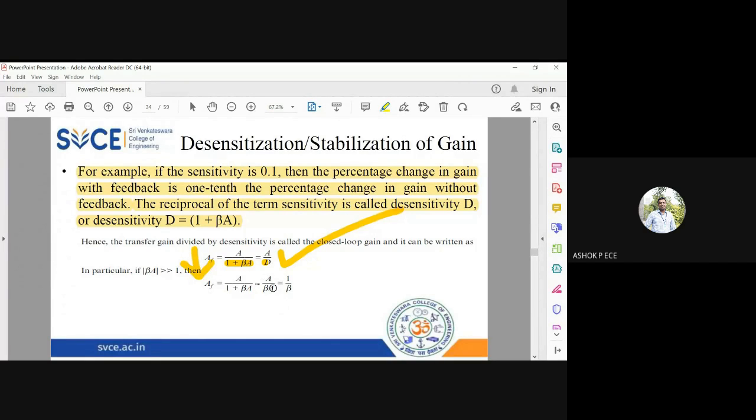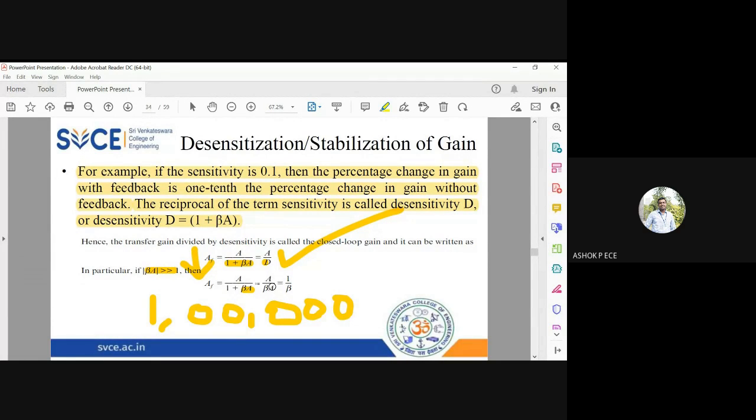One approximation I do is when A beta is very large. When A beta is very large, adding 1 to A beta is not going to make any significance. Assume the A beta value is 1 lakh. Adding 1 to 1 lakh, it will just become 1 lakh 1. It is not going to be that significant, right? So I can write 1 plus A beta is approximately equal to A beta only. This happens only when A beta is very much larger, when the A beta value is very huge. In that case, your A beta plus 1 is approximately equal to A beta.